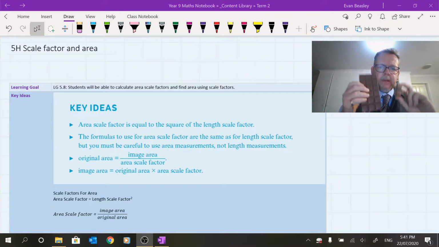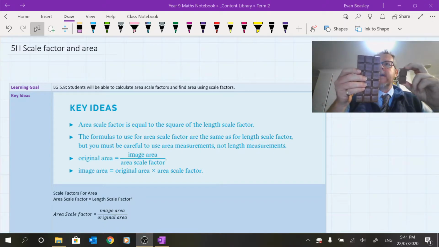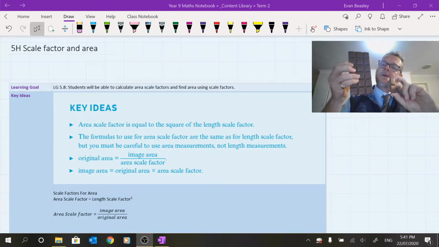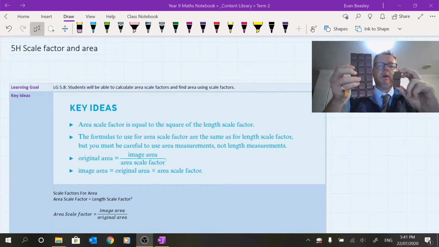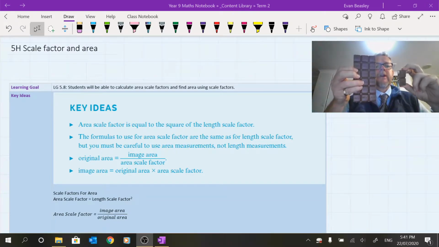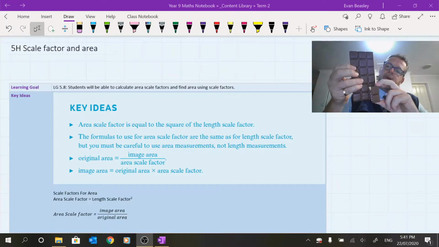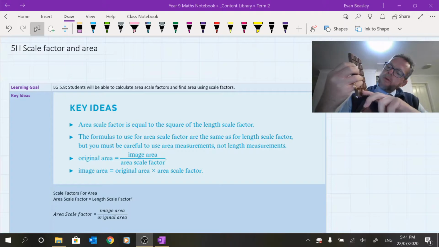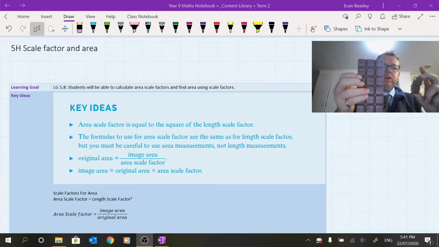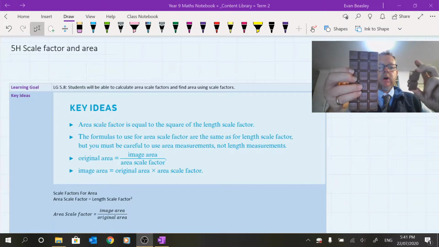But there's a little problem here. We want to look at the relationship between area scale factor now and length scale factor. So if we've got a dilation or a scale factor of 3, a length scale factor of 3, let's have a look. What do we say? 1, 2, 3, 4, 5, 6, 18. 18 divided by 2 is 9. Okay, so we've got an area scale factor of 9.